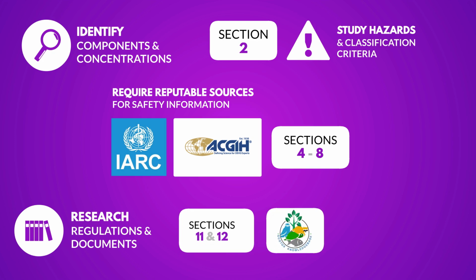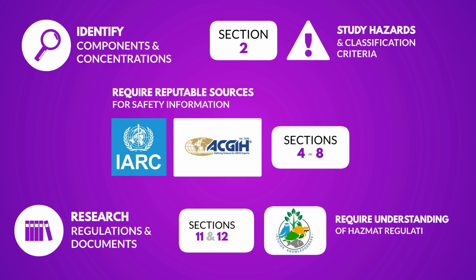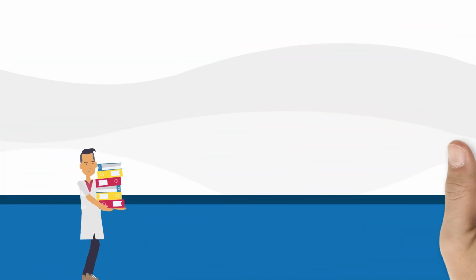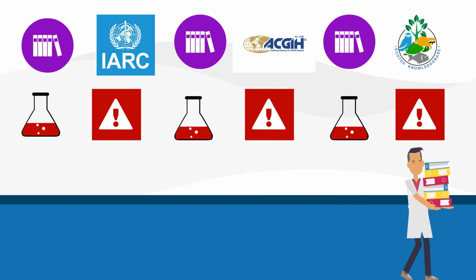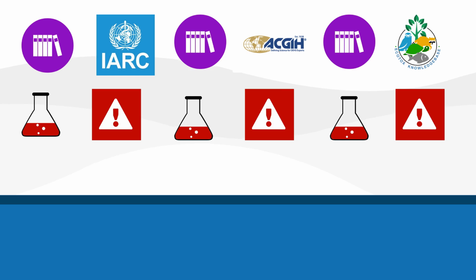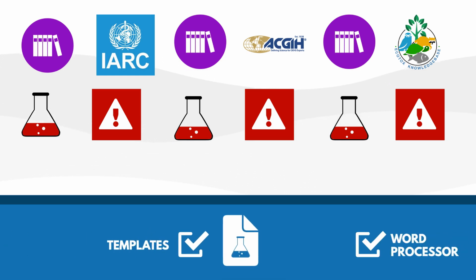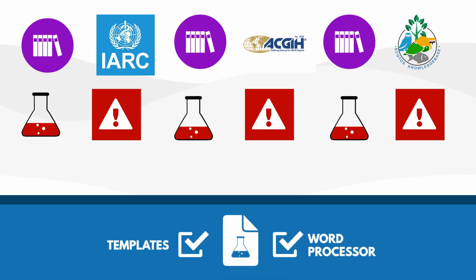And authoring sections 11 and 12, toxicological and ecological information, requires an in-depth understanding of hazmat regulations and databases like the EPA Ecotox, which indicate your component chemicals' relevant toxicological phrases. Once you have gathered all this research and know exactly the risks your product poses, you can prepare the final SDS using templates and a word processor.